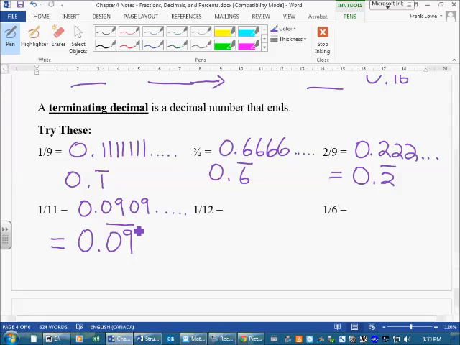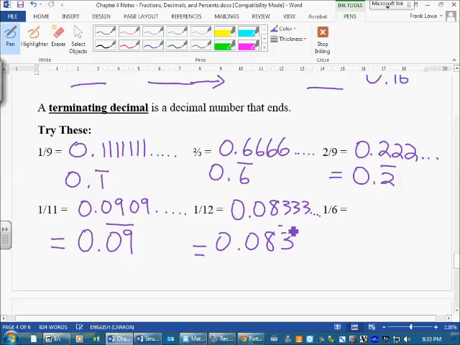Okay. 1/12, that's 1 divided by 12. That gives you 0.08333. So what's repeating in this answer? Just the 3 is. So the bar would go over the 3. The 0 and the 8 aren't repeating, but we get to that 3 and it starts to repeat. So that's the one that we put the bar over. And this one here, 1 divided by 6, we get an answer of 0.166666. And so your bar would go over top of the 6.